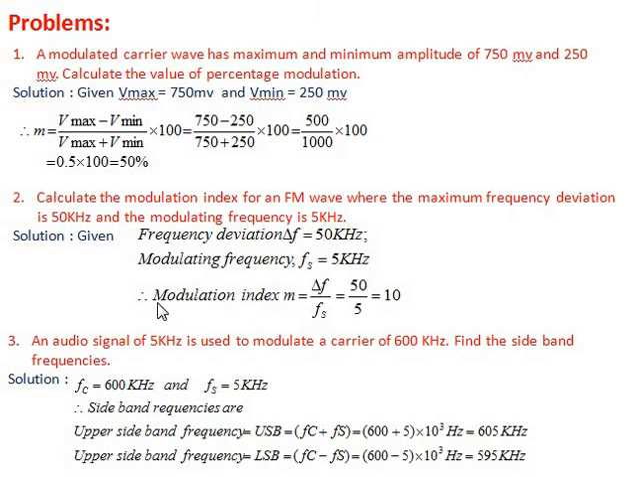Therefore modulation index M, in terms of frequency modulation, is equal to the ratio of frequency deviation to the modulating frequency. So it is 50 kilohertz divided by 5 kilohertz. So kilohertz gets cancelled, it is equal to 10.